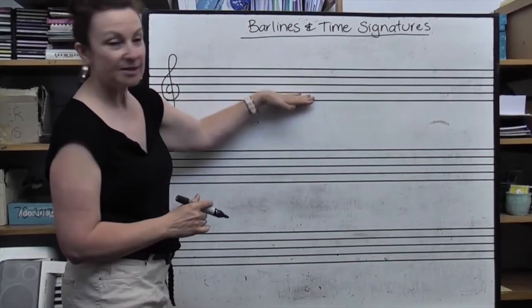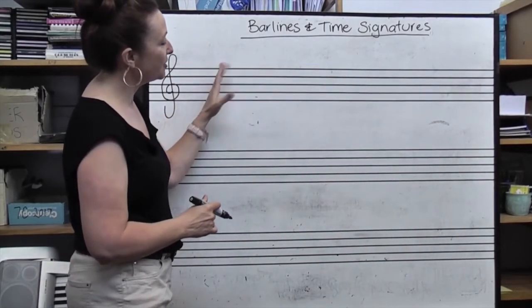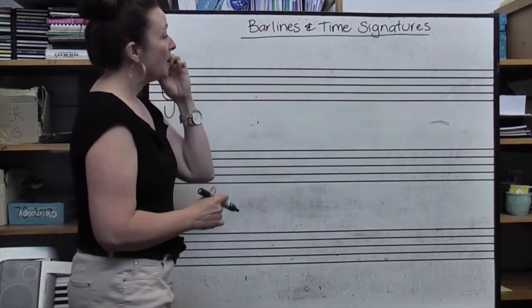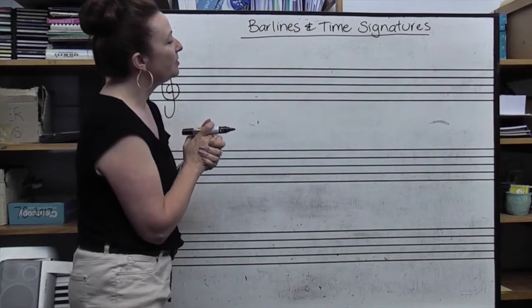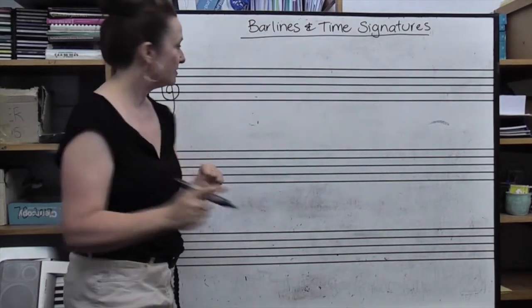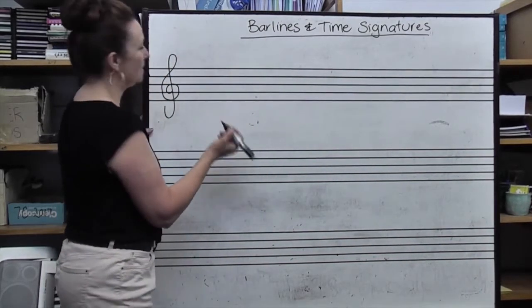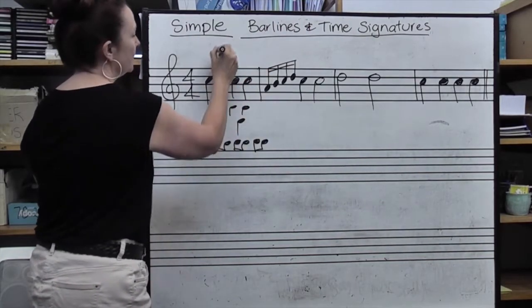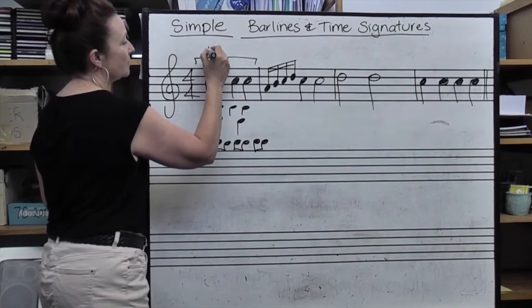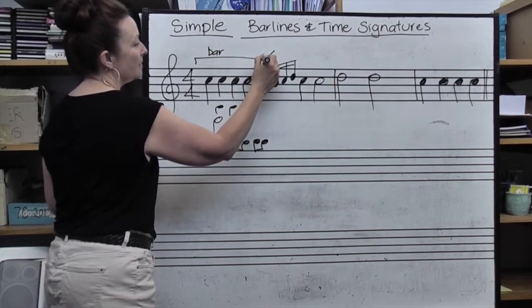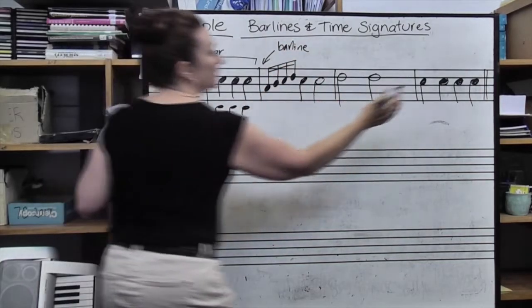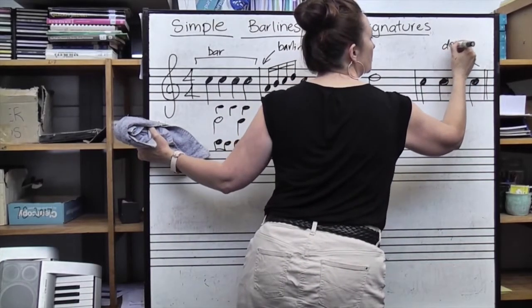Pitch is shown by where the note is placed on the stave, and you know the duration by the way the note is drawn. Barlines break the music into sections that are easy to read. And every bar, this is a bar and that's a bar line. So this section here is called a bar, and this is a bar line. And this is a double bar line.